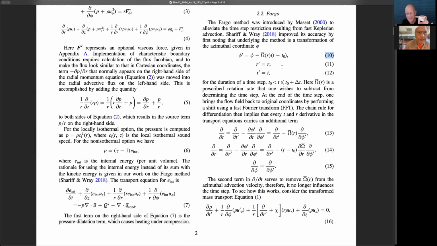What we recognized around 2018, myself and Alan Ray, is that really underlying this scheme, if you want to be rigorous about it, what is happening is a change of coordinates.